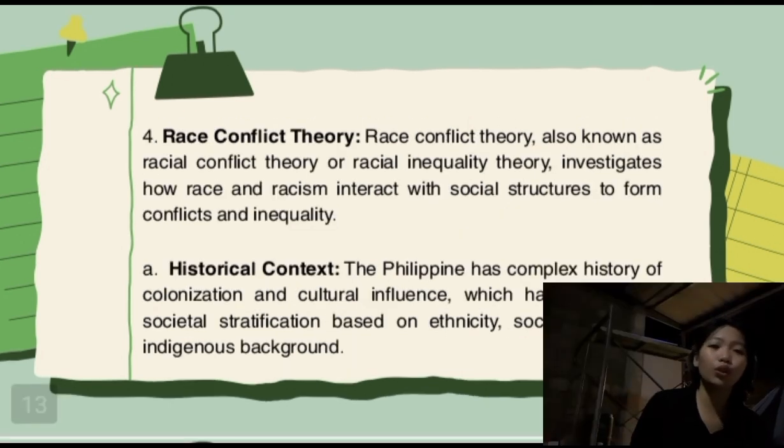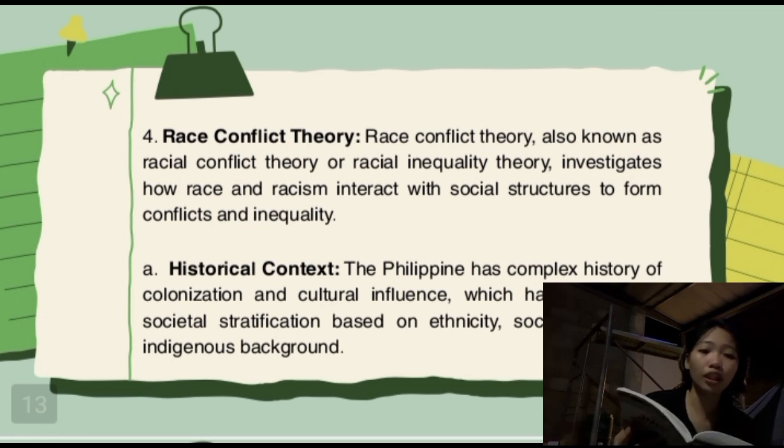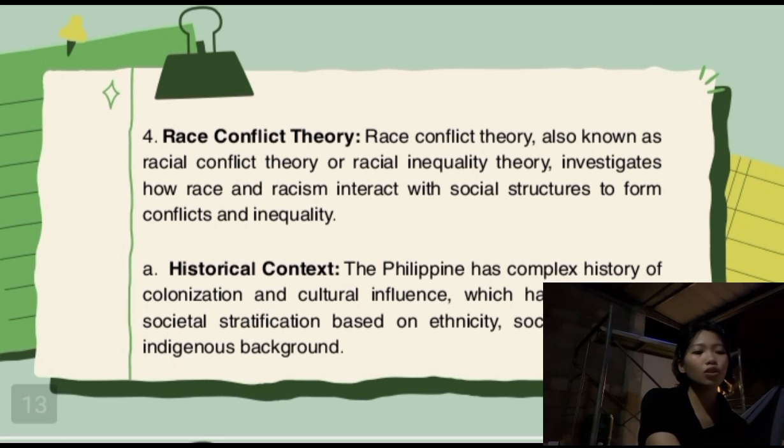So I would like to continue the report. The next is number 4, race conflict theory. The race conflict theory explains how race, ethnicity, and mga cultural difference can create conflict in society in the Philippines. That's the history of colonization in our diverse groups. Nagkaroon ng iba't ibang social classes and inequalities here in the Philippines.